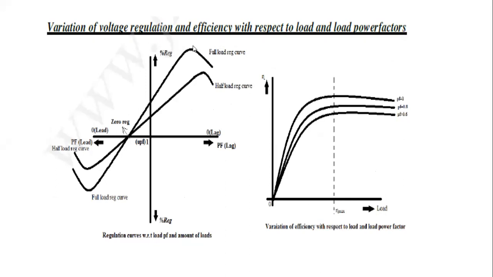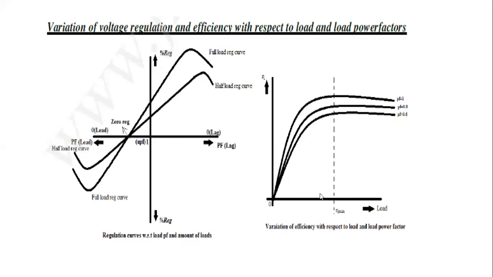Therefore, the variations of voltage regulation and efficiency with respect to the load and load power factors are observed in graphical representation. On the x-axis we consider the load power factor, and on the y-axis the percentage voltage regulation. We observe two cases, the leading power factor and the lagging power factor. This is the half load voltage regulation curve and this is the full load voltage regulation curve, obtained for positive lagging and also leading power factors.